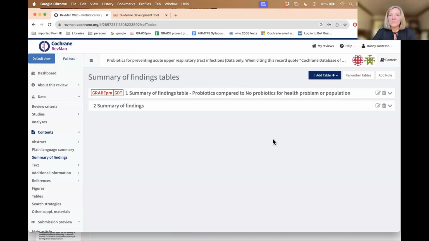So absolutely. And how do you assess heterogeneity in a one study evidence base? If it's one study, there's no heterogeneity. So you just mark no concern.